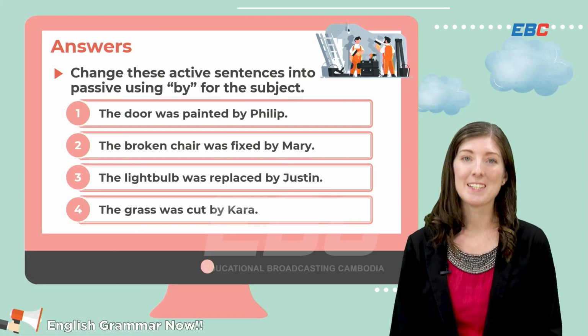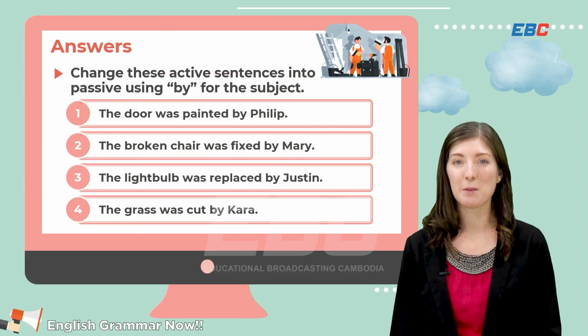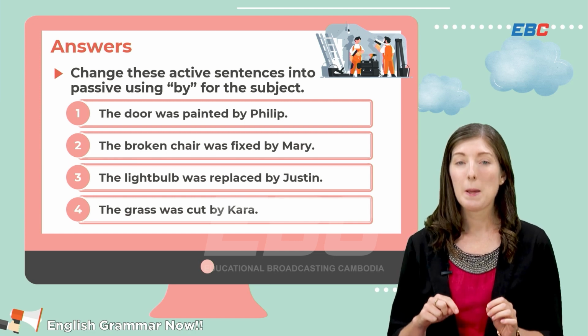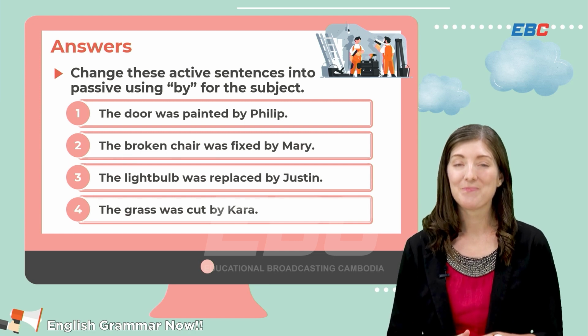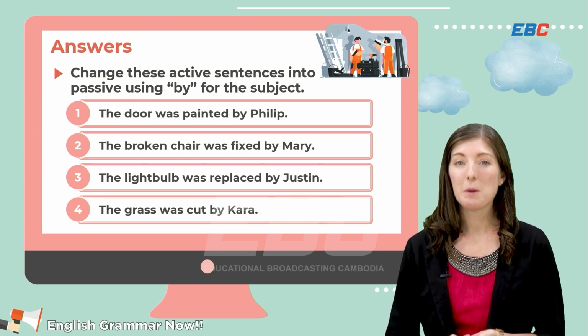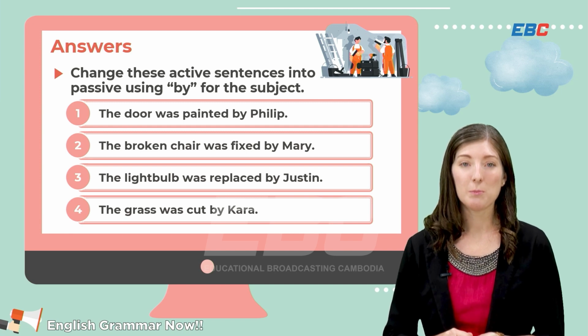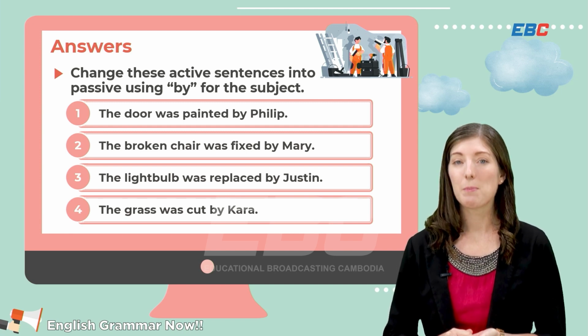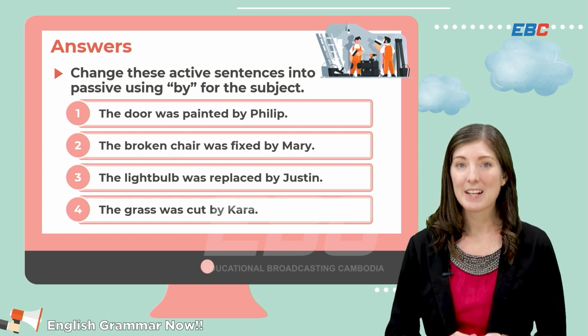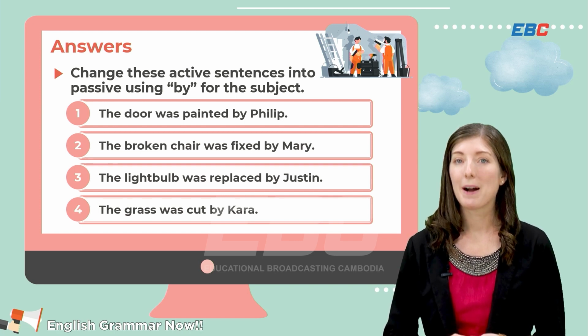Here's what these sentences would look like changed into the passive. The door was painted by Philip. The broken chair was fixed by Mary. The light bulb was replaced by Justin. And the grass was cut by Kara.